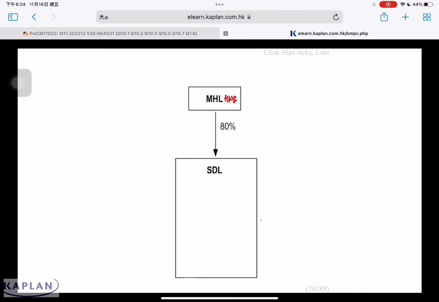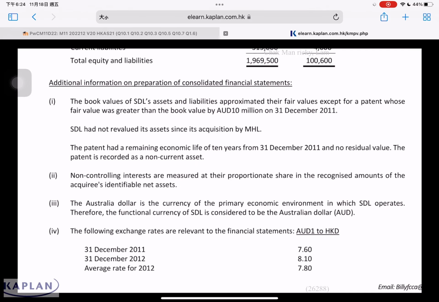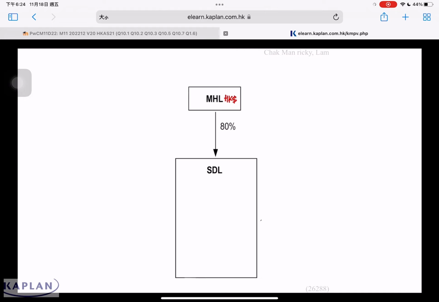The functional currency and presentation currency of MHL is Hong Kong dollar. How about the functional currency of STL? Referring to note number 3, the Australian dollar is the currency of the primary economic environment in which STL operates. Therefore, the functional currency of STL is considered as Australian dollar. The subsidiary has a functional currency of Australian dollar.